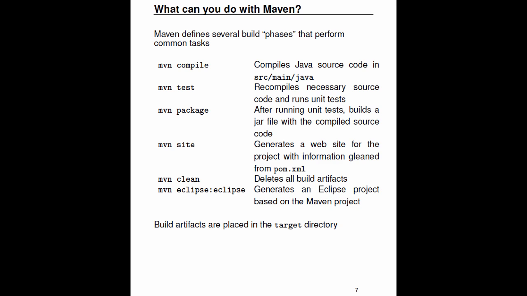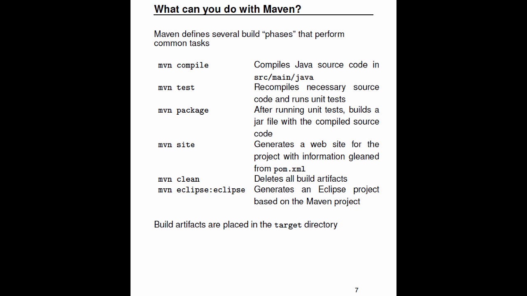So what can you do with Maven? You've got all this configuration, you've got all this layout. Well, Maven defines several what are called build phases that perform the kinds of things you'd want to do in building a Java project. So for instance, there's a compile phase, and you invoke that phase by saying mvn compile. And that will compile the source code in source main Java, or really just source main, and place its artifacts, the class files, off in the target directory someplace. So that's the compilation phase.